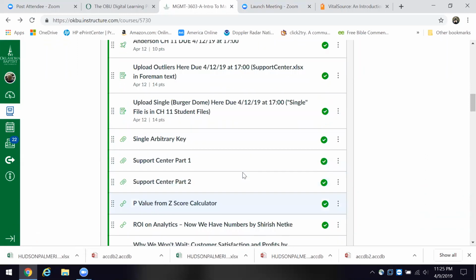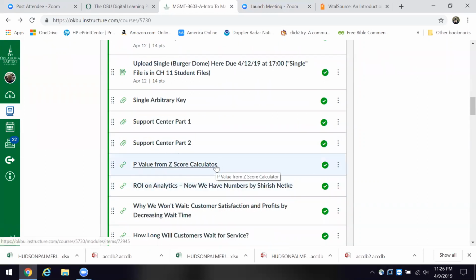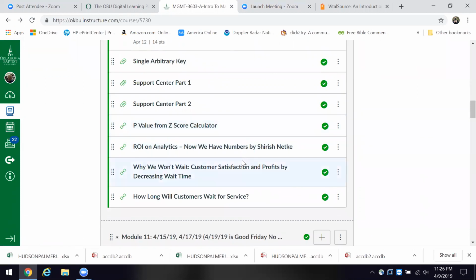In the outliers case, we're going to create z-scores, and this calculator will give us the probability that we would get that z-score. Then I've got some more resources about our return on investment analytics, and a couple of things that deal with queuing theory, customer satisfaction, and wait time, and how long customers will wait for service, because we're covering cases that deal with queuing theory.